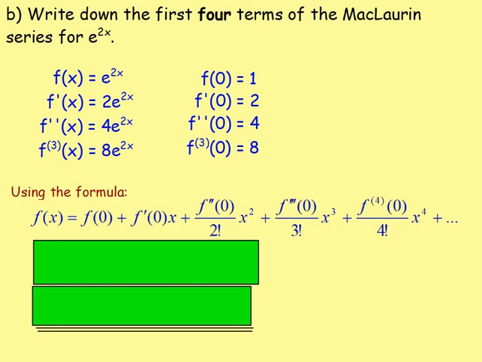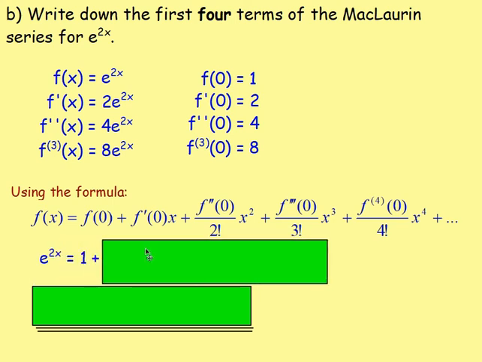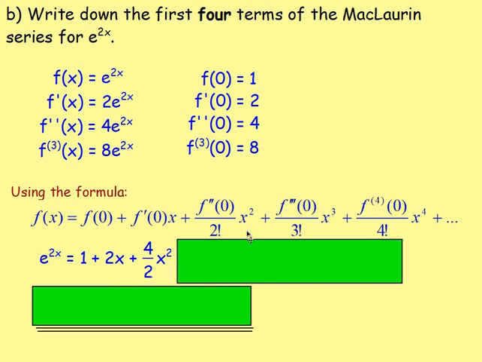Again, we're going to be using that formula. This is your Maclaurin series formula. So f of 0 is 1, plus f dash 0 is 2, so it's going to be 2 times x. F double dash 0 is 4, so it's going to be 4 over 2 factorial, 2 times 1, which is 2, multiplied by x squared, so we've got 1, 2, 3 terms.